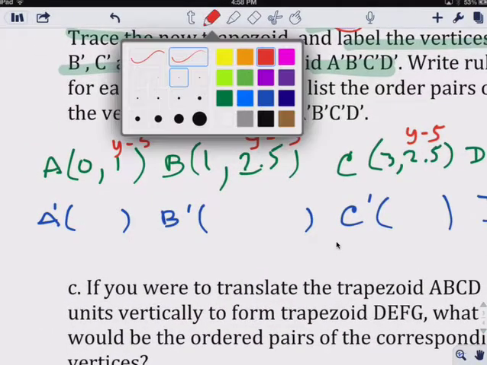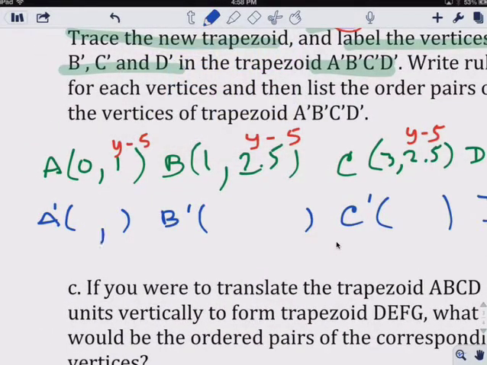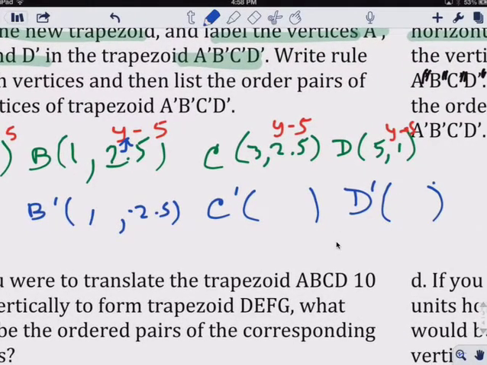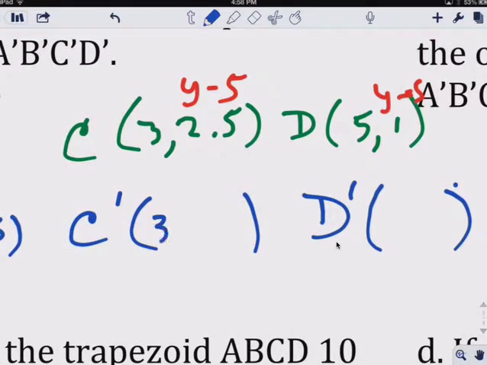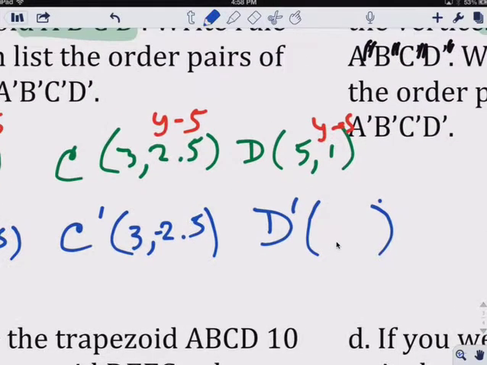1 minus 5 is a negative 4. 0, negative 4. 2.5 minus 5 is a negative 2.5. 1, negative 2.5. 3 and 2.5 minus 5 is negative 2.5. And 5 and 1 minus 5 is negative 4.